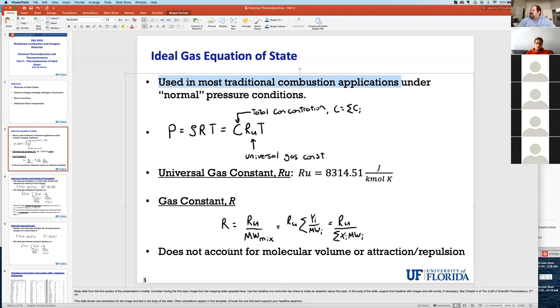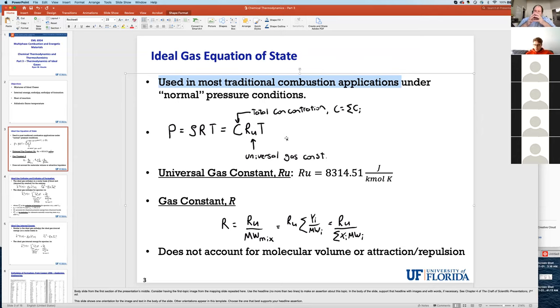Okay, and the ideal gas law, what makes it ideal is that it does not consider any of the volume as taken up by all the molecules. So you can imagine at a very high pressure, all the molecules are jammed very close together, and the fact that the molecules are taking up space becomes important. So that's one reason why the ideal gas law becomes invalid at very high pressures.